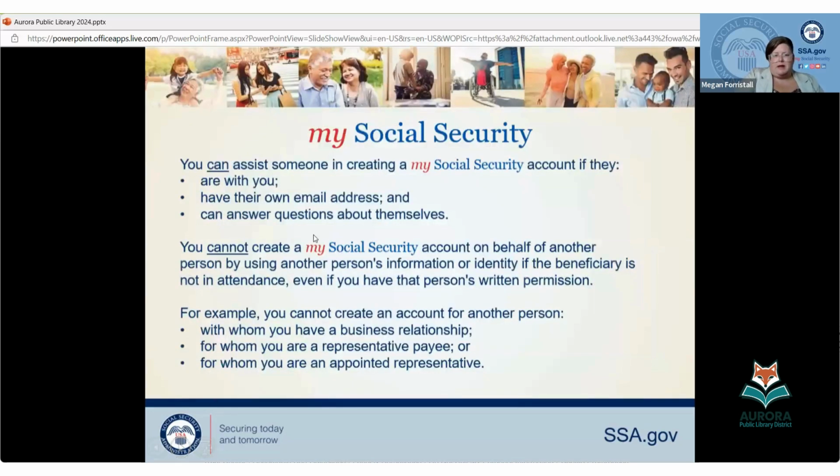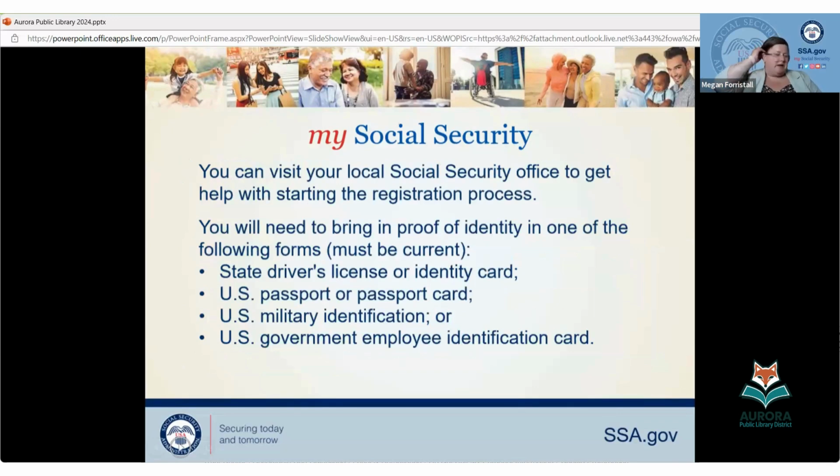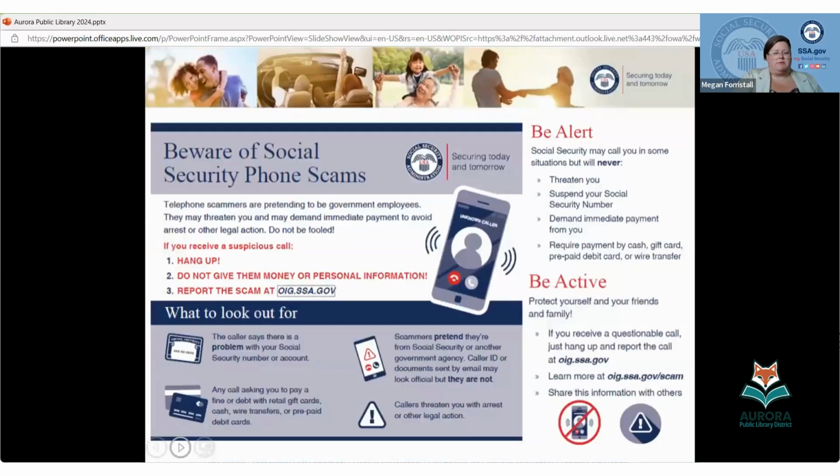If you need help with that online account, or if you're helping someone, like I'm my parents' tech support, you can help someone as long as they're physically with you. They have their own email address, or you help them set one up, and they can answer the questions. So you can do the tech part as long as they can answer the questions. And if you need help getting that registration process through, you can get an activation code from your local office with a valid form of ID by going in. But a lot of times you can get this done right from home without that.